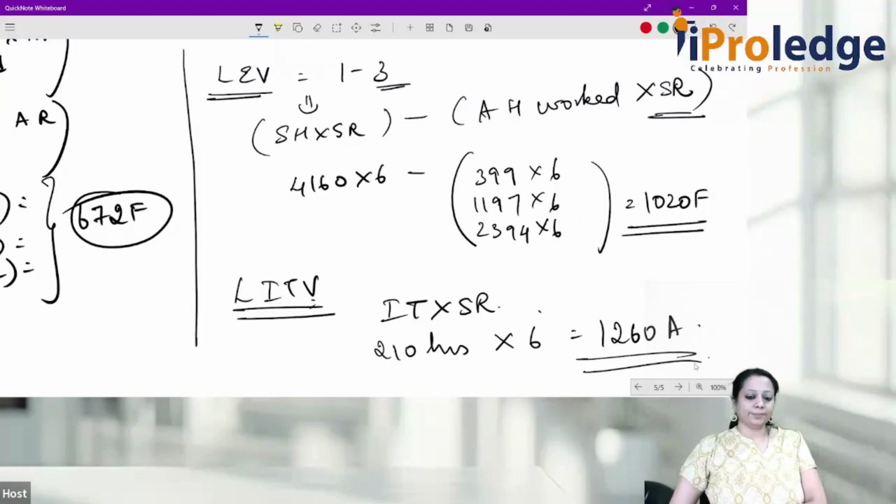Super. That's all over. Now, variable overhead variance and fixed overhead variance. Then we will take a small break and then we will do marginal costing. The next agenda for today. Okay. What happened?